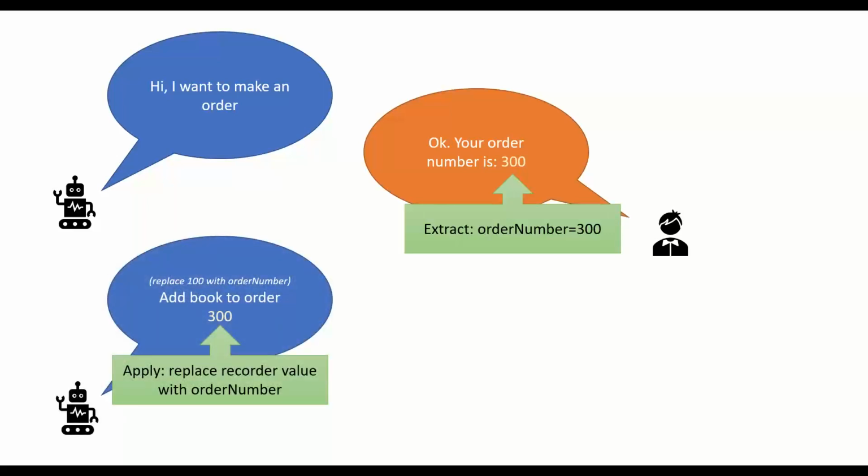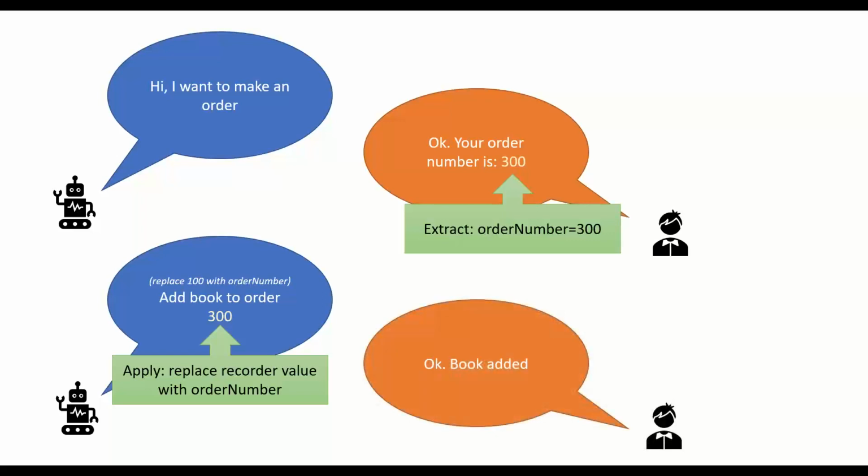And now the robot would need, in its reply or its next request, to use that dynamic value. So we call that apply. So now in this step, instead of saying your order number is 100, it would say add book to order number, and which would be dynamic every time. And now the conversation is successful, the book was added.